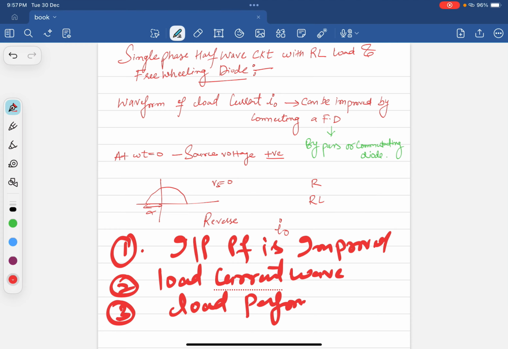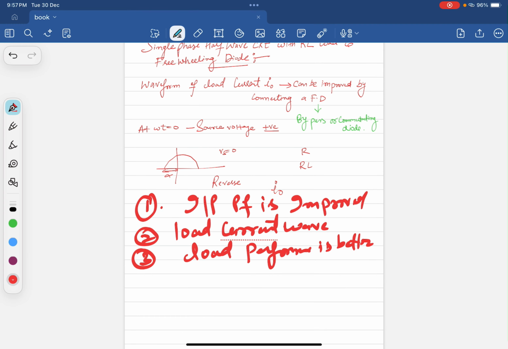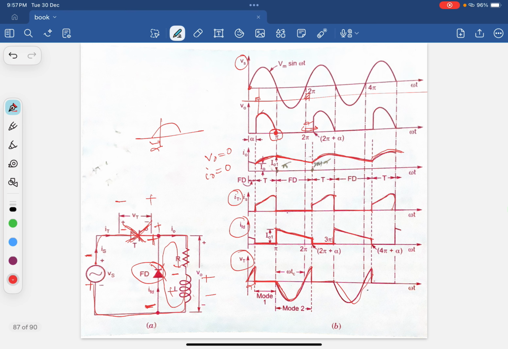Also we have observed that as energy stored in the inductor is transferred to the R during the freewheeling diode period, the overall conversion efficiency improves. So these are the advantages of using a freewheeling diode. In the RL as well as R load, we haven't used any kind of freewheeling diode. So the freewheeling diode has saved energy and also improved our efficiency.